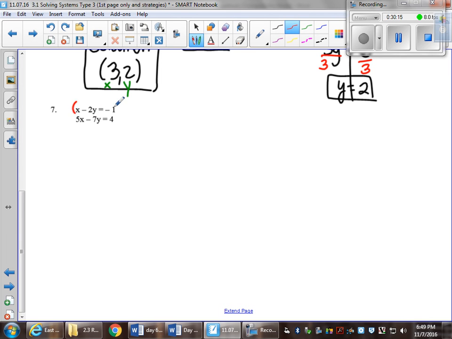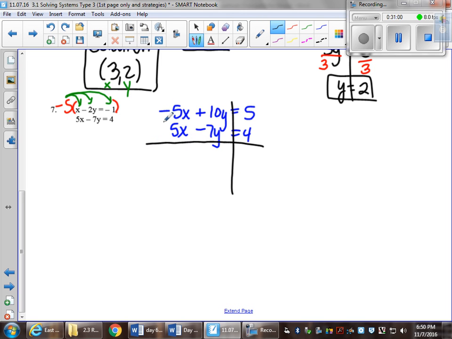So we're going to get x's to cancel by multiplying this by what? This is a positive 5x. I need this to be a negative 5x. So we'll multiply this top equation by negative 5. That will get me negative 5x, because negative 5 times x is negative 5x. Negative 5 times a negative 2y is a positive 10y. And then last but not least, negative 5 times negative 1, positive 5. We didn't touch the second equation, so let's leave that alone. 5x minus 7y equals 4.